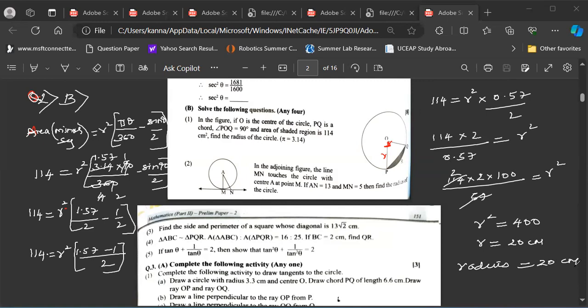Okay. Area of minor segment is r square pi theta upon 360 minus sine theta upon 2. Got it? You use that formula and try to get area of this minor segment. Now I come to your question number 2, bigger second question.